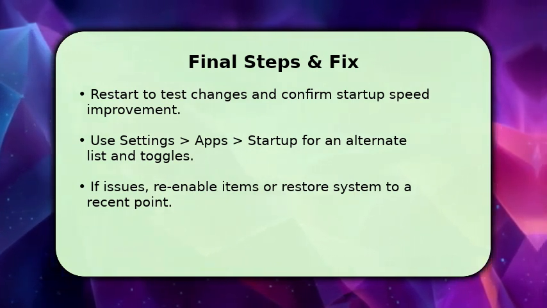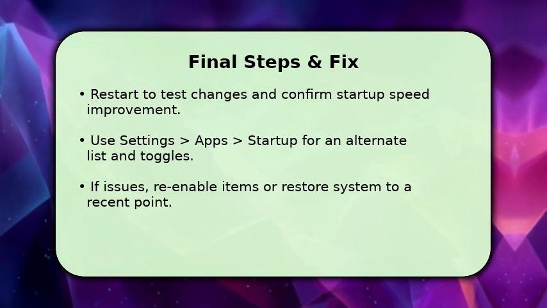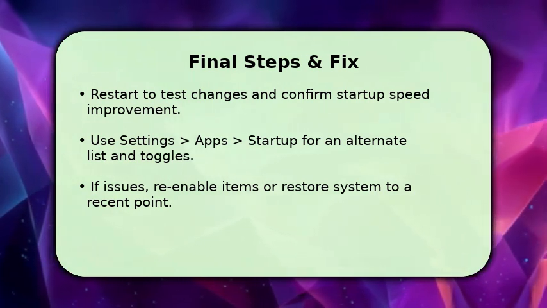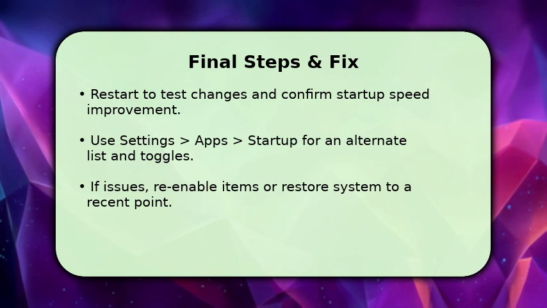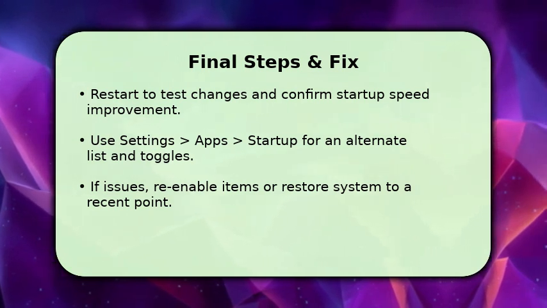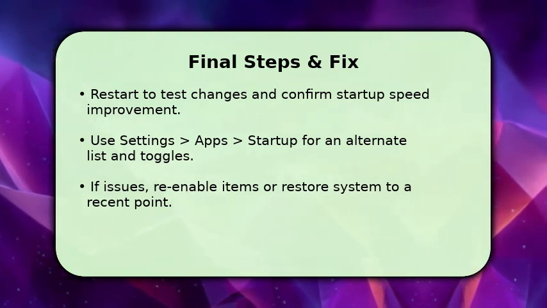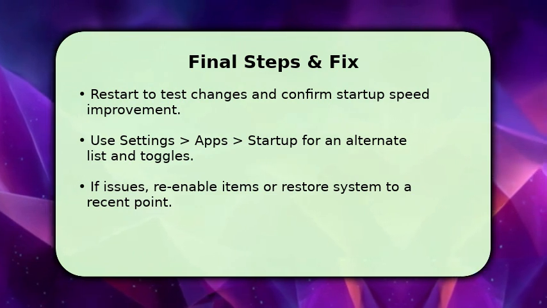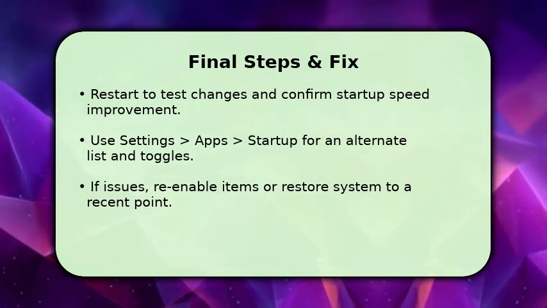If a disabled app is still starting, open Settings App Startup and toggle there or check Services.msc for System Services. If something breaks, go back to Task Manager and re-enable the last changed item, or use System Restore to revert to a prior point.